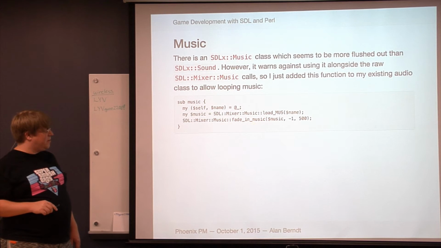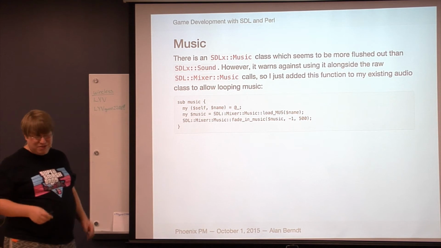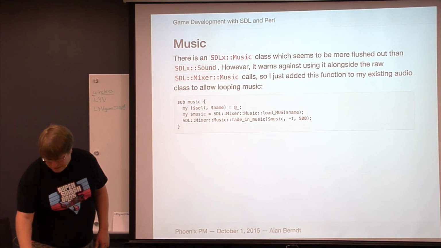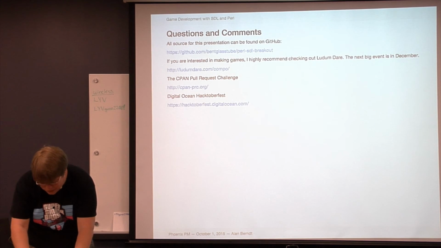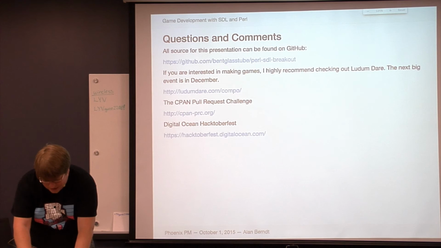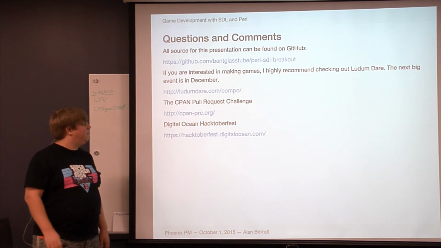So we call this fade-in music and give it our music chunk. This -1 is the number of loops. -1 means loop forever, so you get 1 track while you're playing this game, and it plays forever until you're very sick of it. And then this 500 is the number of milliseconds for the fade-in. So it just gives you a nice introduction over the half second before you have to listen to the repetitive music. And that's all I've got for this.